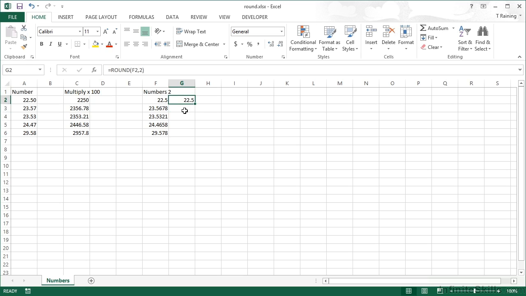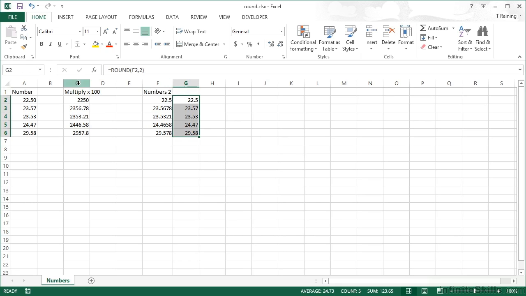Now unlike the formatting, where we formatted to 2 decimal places, and therefore we get 2 decimal places, 22.50, here we're simply rounding to 2 decimal places. If there isn't 2 decimal places, as there isn't here, we see the same, 22.5. Let's replicate this down the list, however, and we then see what effectively look like the same numbers as here. 23.57, 23.53, 24.47, 29.58.